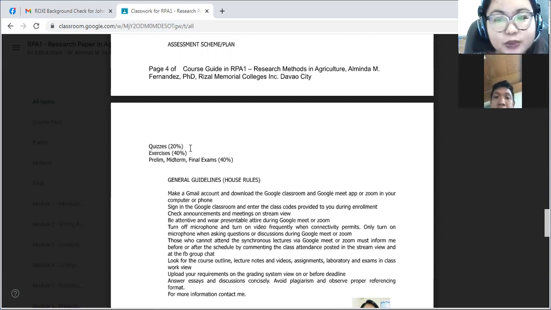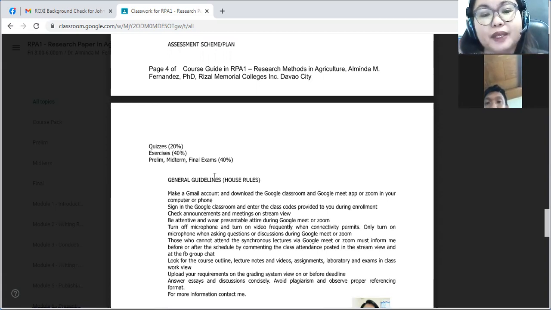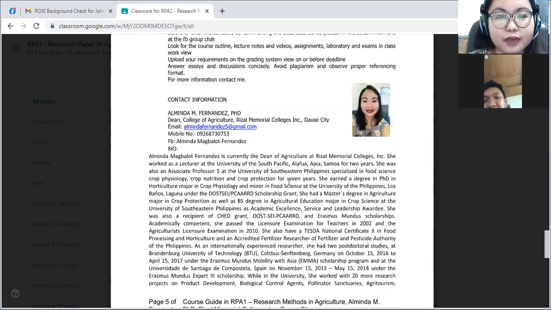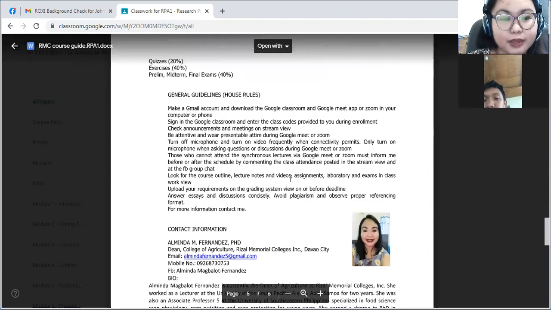The quizzes are 20%, exercises 40%, and the exam: although we have prelim, midterm, and final, there is only one final exam, because your requirement is quite heavy, which is to publish an article in an online journal, which is 40% of your grade. So hopefully it will materialize.